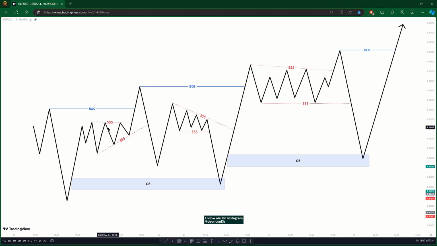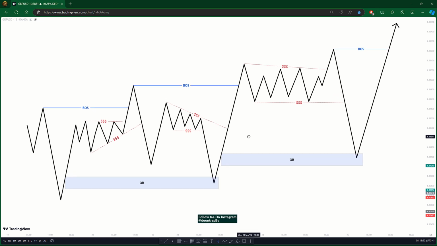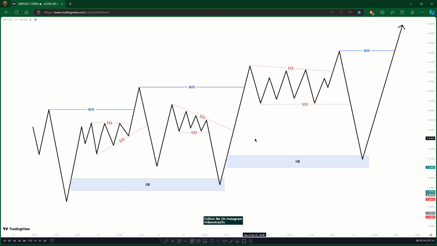So this happens mostly in the New York PM session and the Asian range. All right, New York PM session and the Asian range. Okay, so this is going to make much more sense on the real chart. So let me just try to go direct to the real chart.